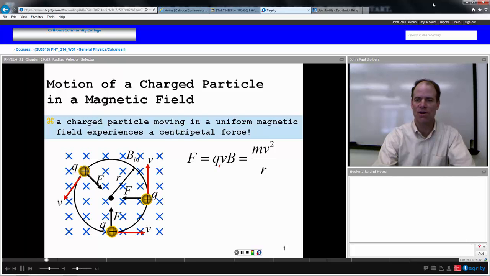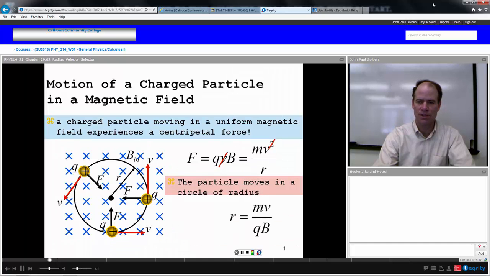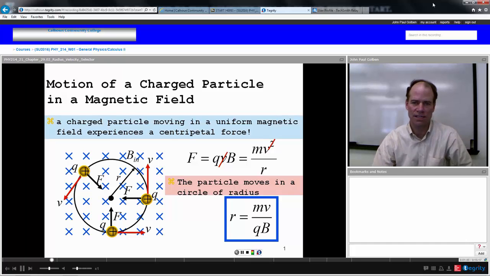squared over r. Let's get rid of a v on both sides and solve this for the radius of that circle. And we have that it's equal to the mass times velocity divided by the charge times the field. The momentum over the charge times the field. That would be the radius of a charged particle in a uniform magnetic field.